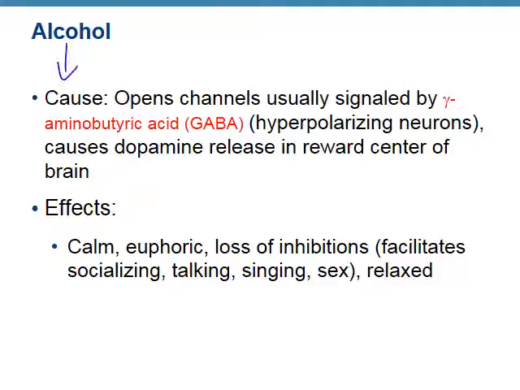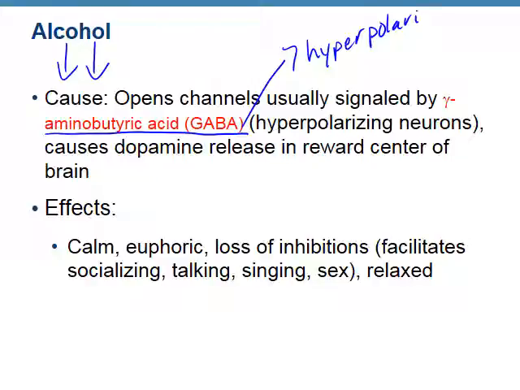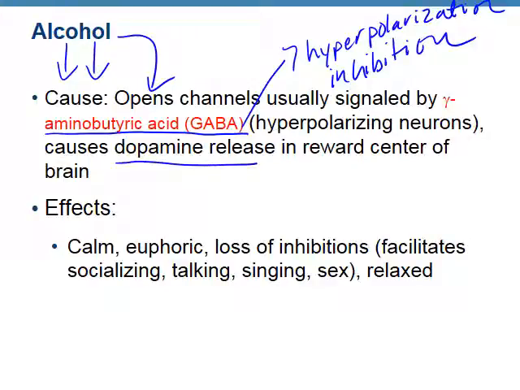So let's look at what alcohol does. Remember we said GABA was one of those amino acid neurotransmitters. It normally causes hyperpolarization or inhibition in the brain, right? Well, alcohol actually opens the channels that are usually signaled by GABA. This causes dopamine to be released, and that gives you the calm, euphoric, loss of inhibition, or relaxed feeling when consuming alcohol.